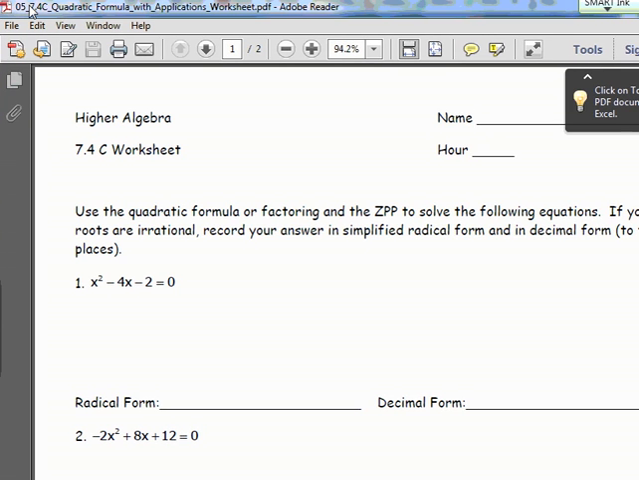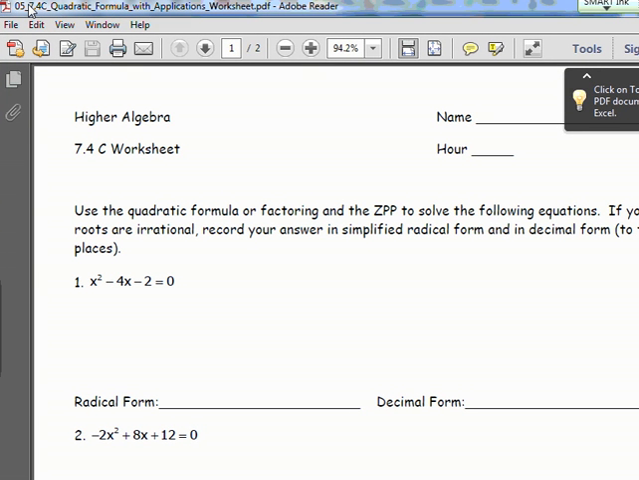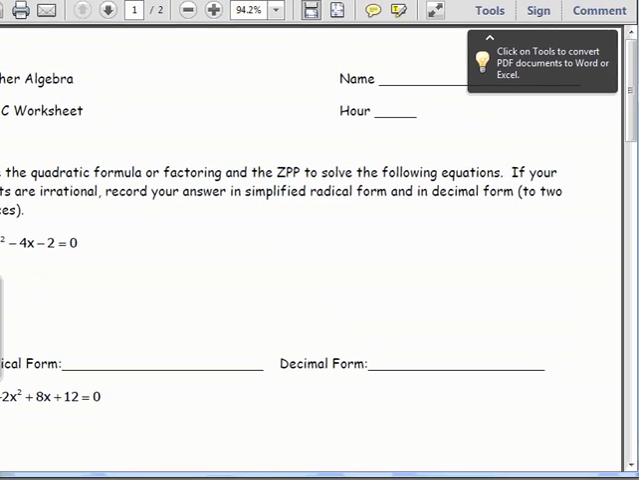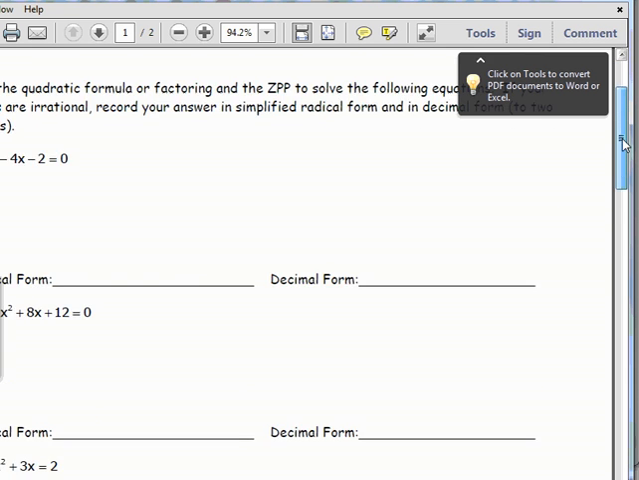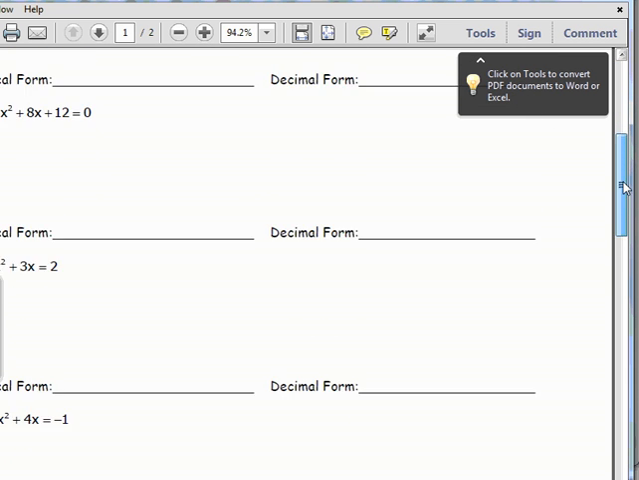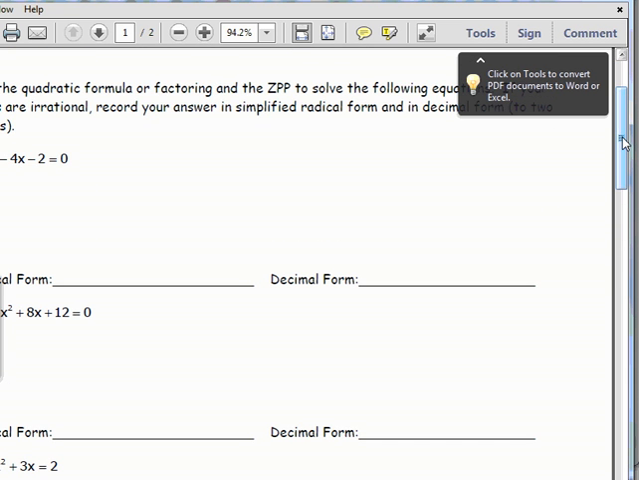Use the quadratic formula or factoring and the ZPP to solve the following equation. All right, so I can just stick this in the quadratic formula. That's going to be an easy one. I don't think you need my help with the quadratic formula. We've done several of those in class. The ZPP is that one where you factor it like this, and you set it equal to 0.